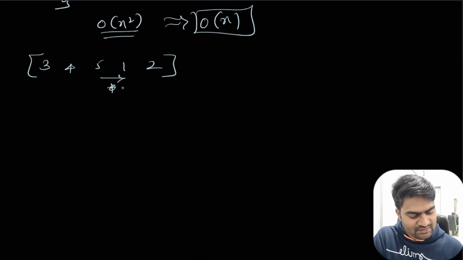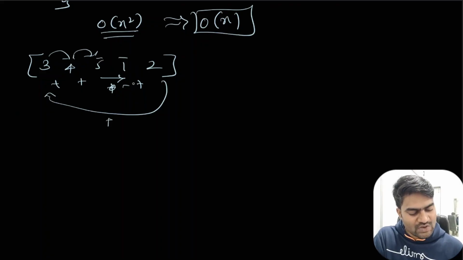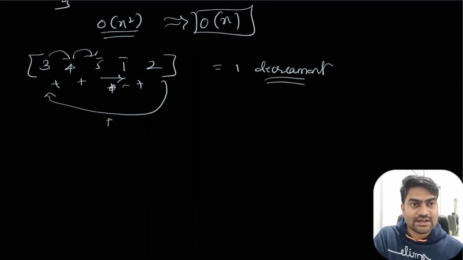Sorry, this is a negative. So there is only one decrement from this element to this element. Otherwise, all the consecutive numbers are already incremented. Plus, plus, here only minus, then again it is plus, and from here to here it is again plus. So one thing would be, there will be one decrement happening if it is a proper sorted and rotated one.